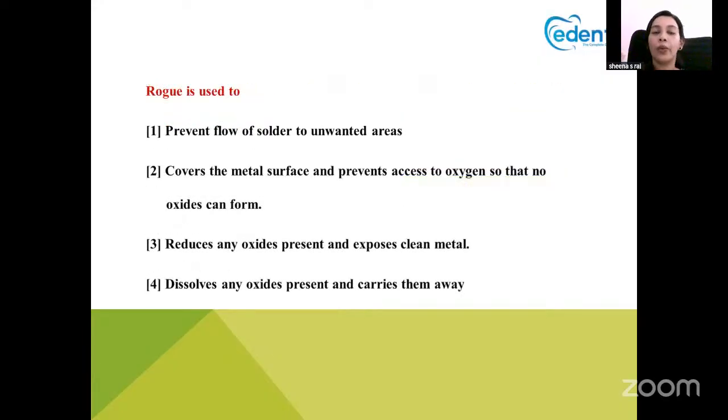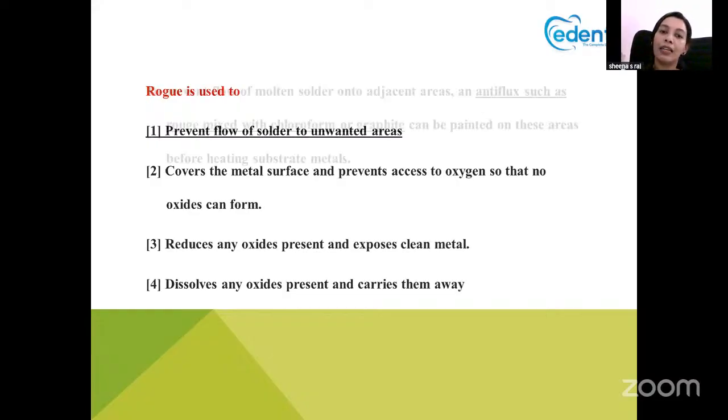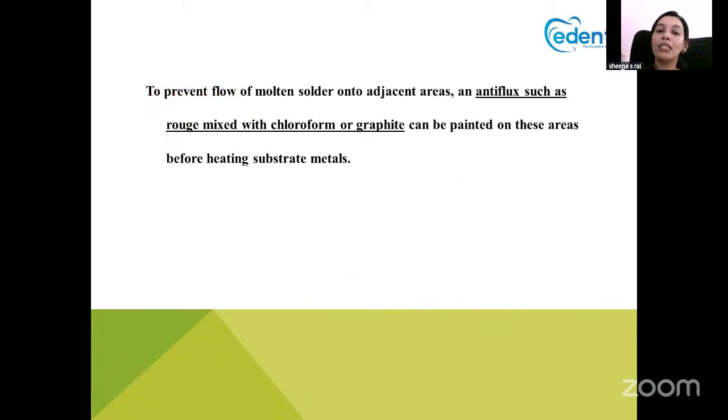Next question. What is Rauch? We know that flux has been added for the flow. So in order to actually prevent the flux flow, we'll be using something called anti-flux. Anti-flux actually prevents the flow of the material. So Rauch is the common material that is used.